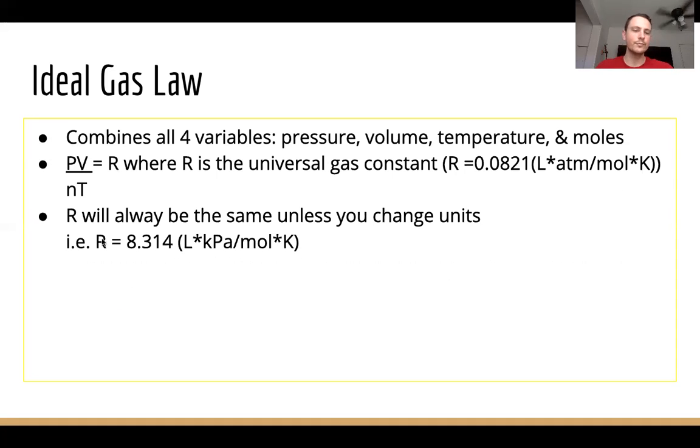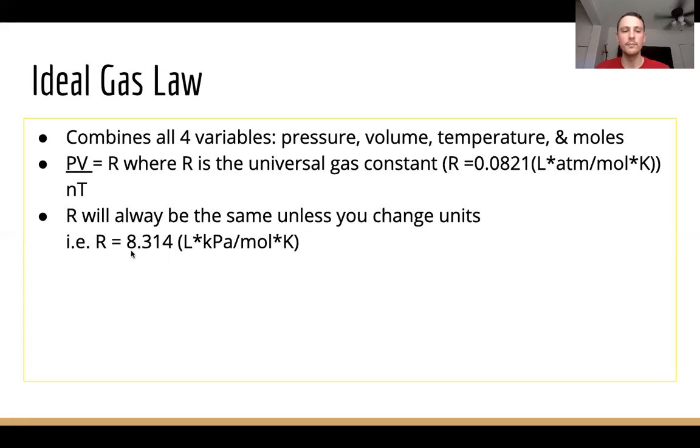So R will always be the same unless you change the units. R can be a different number only if you're changing, normally, the pressure unit that we're using. So if we're using atmospheres, it's going to be 0.0821. If we're using kilopascals, it's going to be 8.314. And these are the only two I'm going to have you guys use. They're the most common pressure units. But if we used a different pressure unit other than these two, we would have a different R value we would have to use.